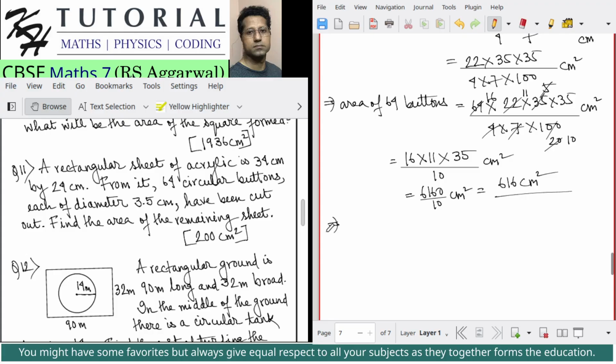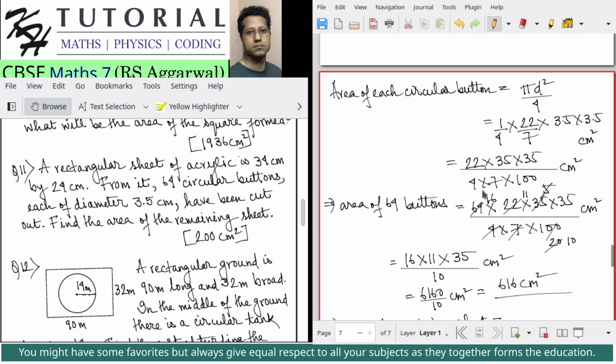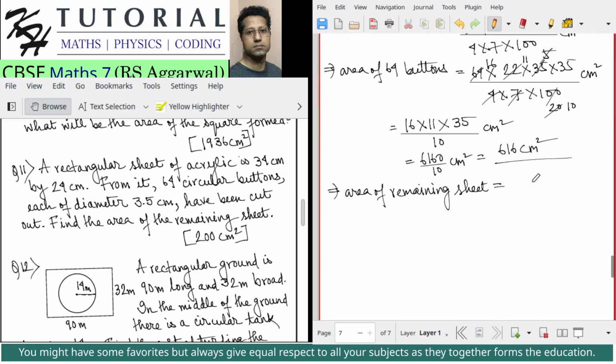So the question has asked to find the area of the remaining sheet. So area of remaining sheet will be equal to the area of the rectangle, that is the original whole sheet, which was 816, minus the area of 64 circular buttons, which is 616, this much centimeter square, and this is equal to 200 centimeter square. It will be the area of the remaining sheet.